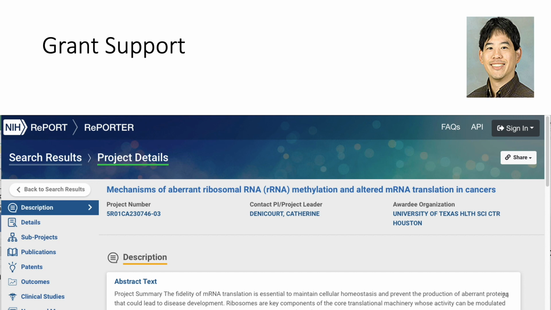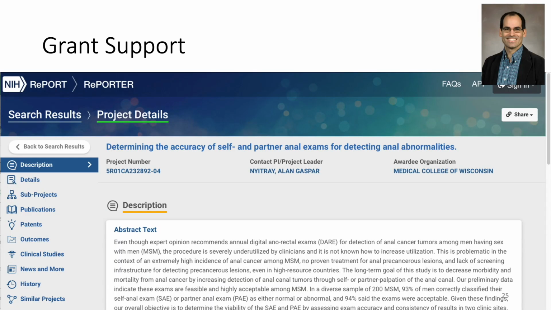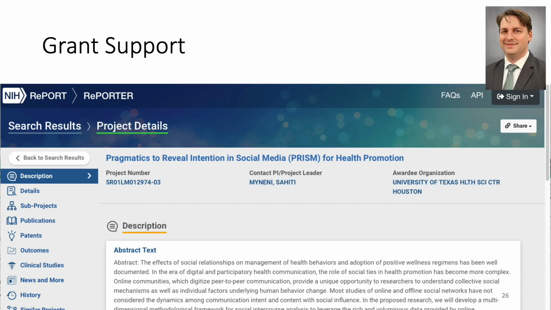Jeff Chan helped participate in this research on the mechanisms of aberrant ribosomal RNA methylation and altered mRNA translation in cancer. And Dr. Michael Schwartz supported obtaining this grant in determining the accuracy of self and partner exam for detecting an abnormality. And Dr. Kirk Roberts helped to support this grant programmatic to review intention in social media for health promotion.